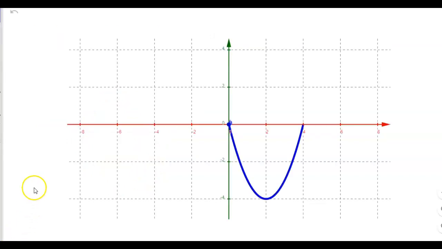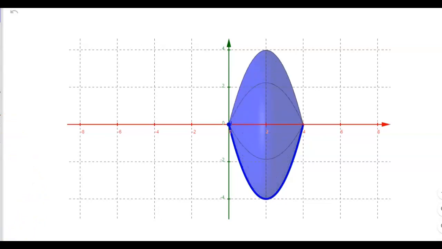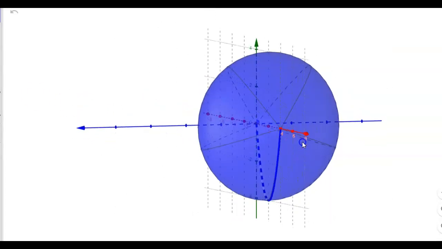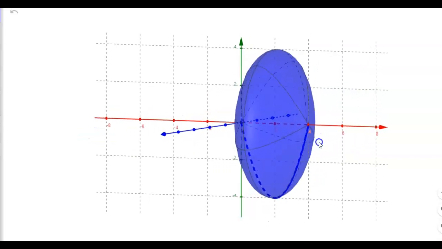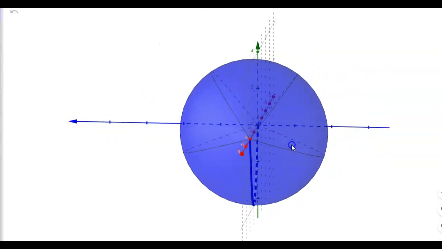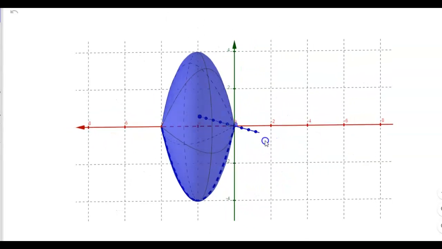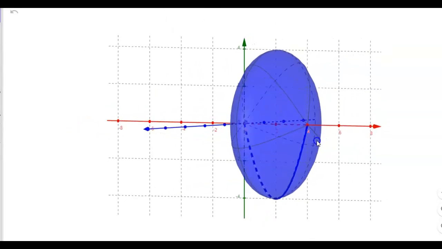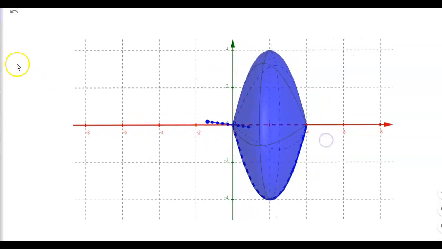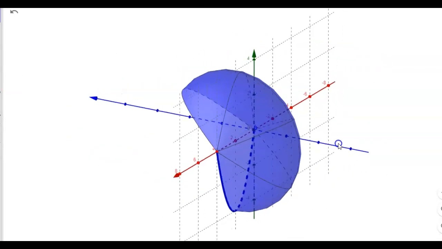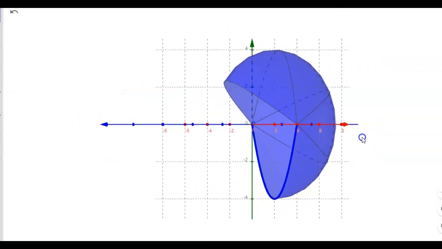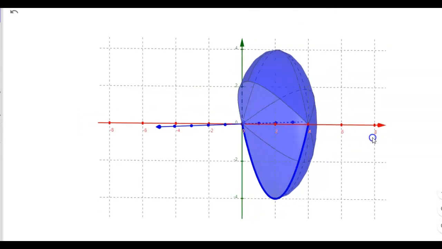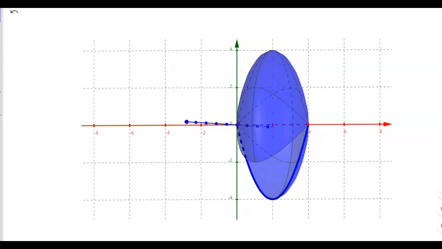So I've done this in GeoGebra just to give you a demonstration, and here's what happens when we rotate it. Can you see that? And I'm going to swing this around so you can take a look at it. So the y-axis is green, the x-axis is red, and the z-axis is blue. Okay, you don't have to worry about the z-axis, but this is kind of a yo-yo shaped thing, isn't it? And if I only rotate it halfway around, you can see how it opens up. It's rotating around the x-axis. Okay? So that's what the shape looks like.